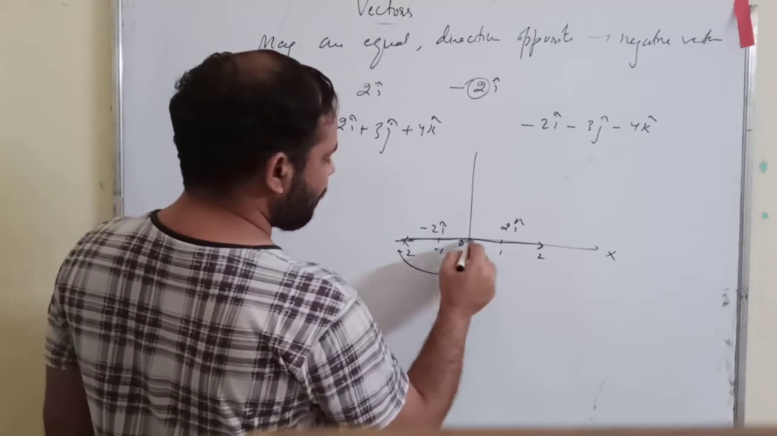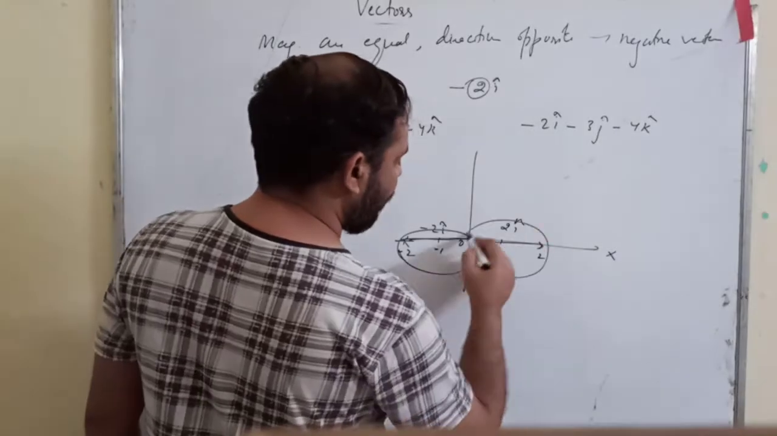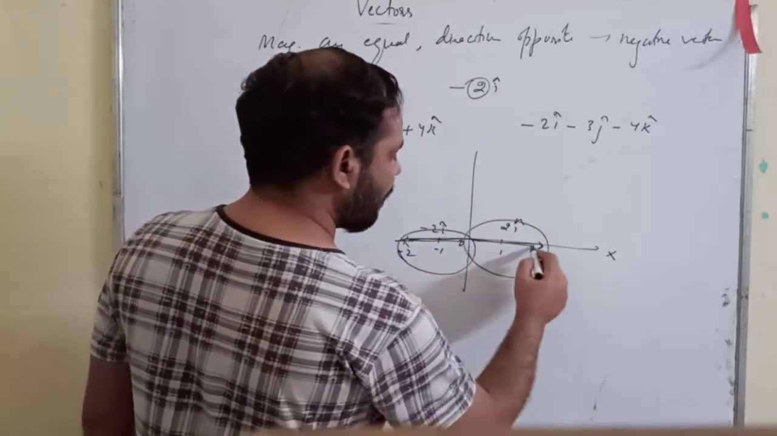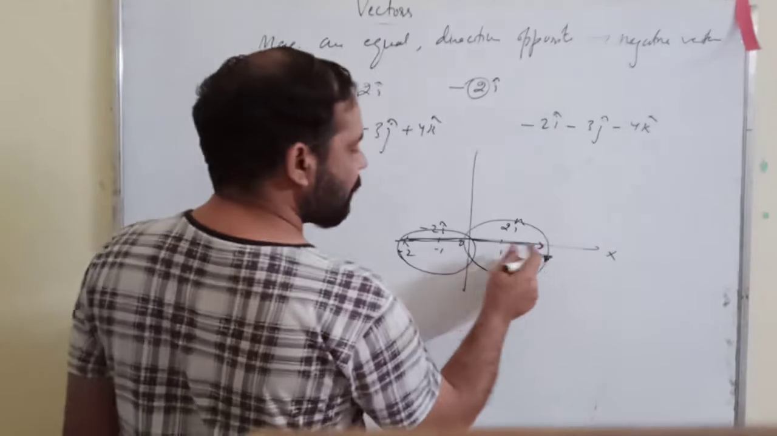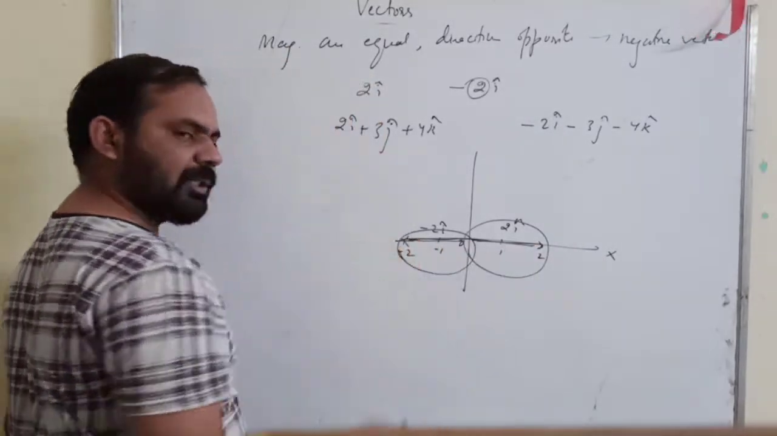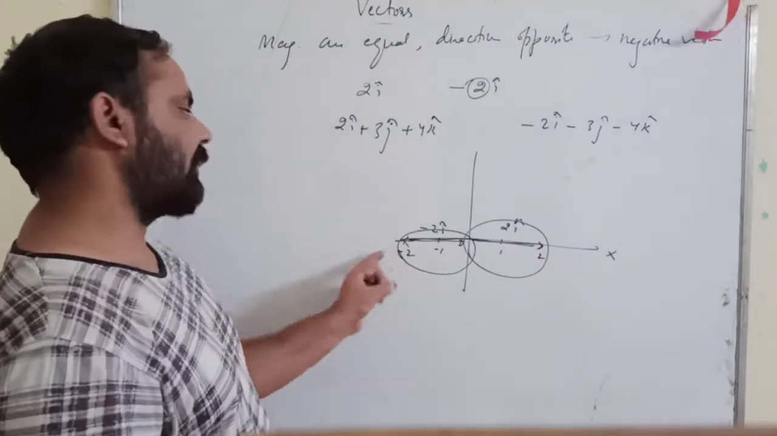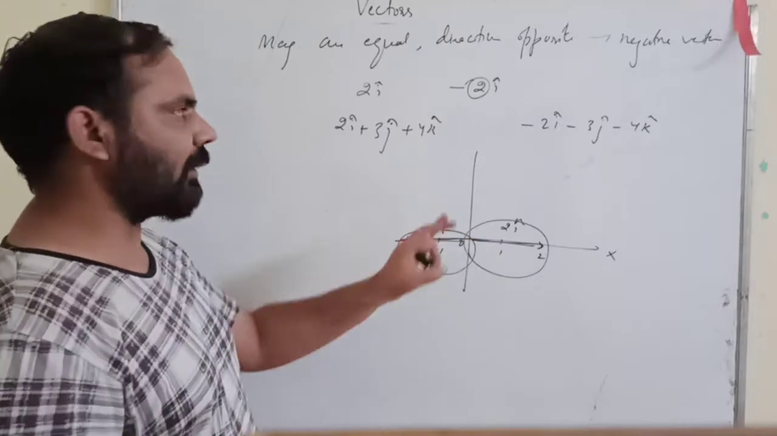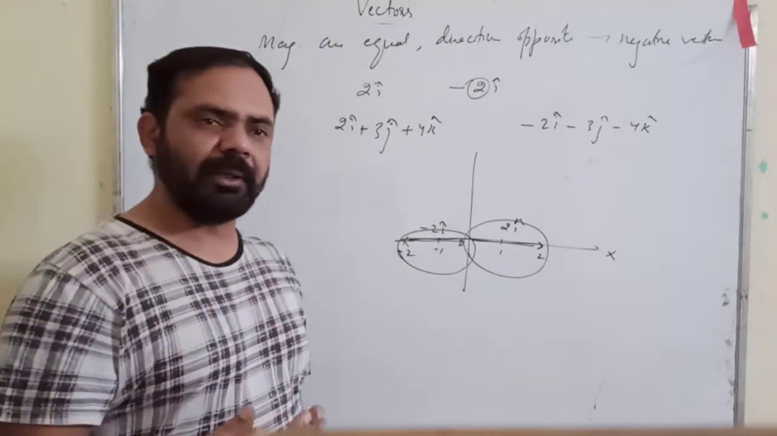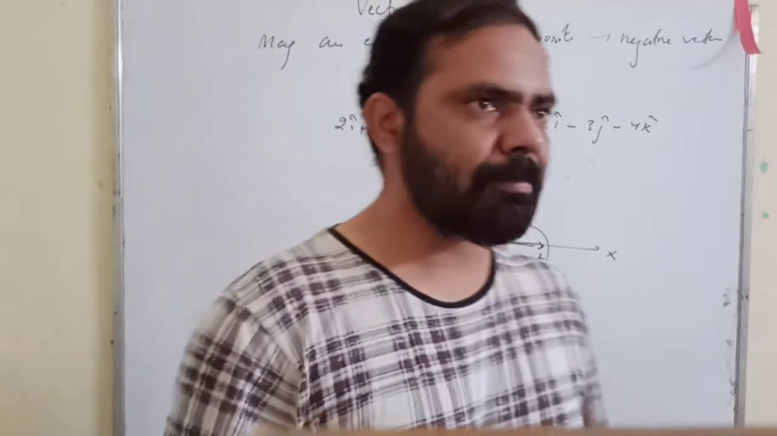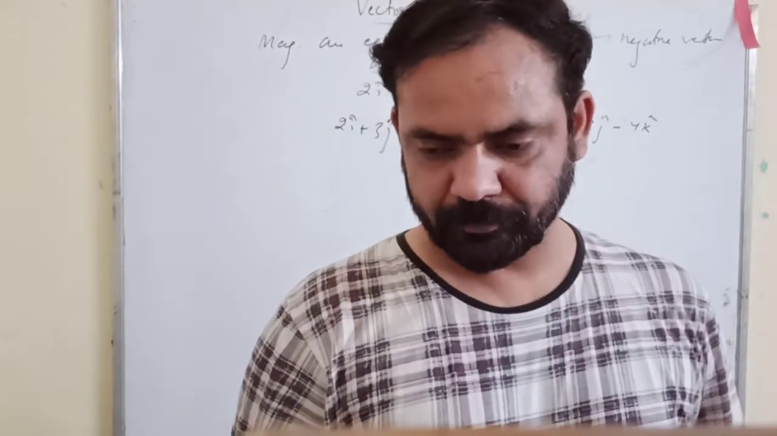Now can you see that this vector has magnitude, or the lengths, equal? Both have 2 units. But the direction of this vector is plus x and the direction of this vector is minus x. So you can say that they are negative of each other. Magnitude should be equal. Yes?